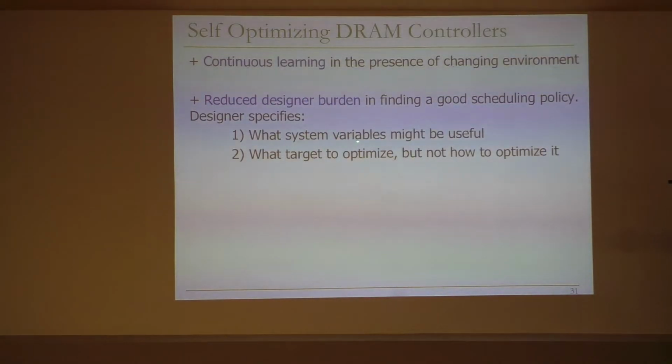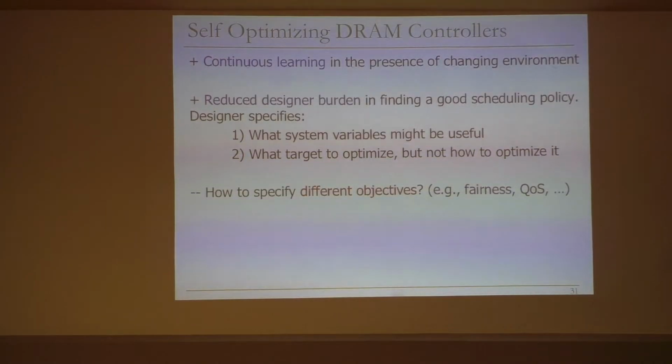Now the designer needs to specify what system variables might be useful, what target to optimize, but not how to optimize it. How is usually very difficult, I think. These are a bit easier. Also, I think you can learn some of these system variables. I think it's very difficult to learn the target to optimize, frankly. It's too semantic. Who knows, at some point. Maybe that's what makes us different from machines right now. We learn what target to optimize better than machines today, but maybe 10 years from now, they will learn what target to optimize, and we may become the targets. I'm just kidding.